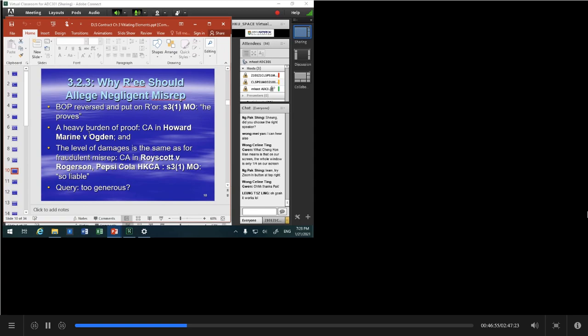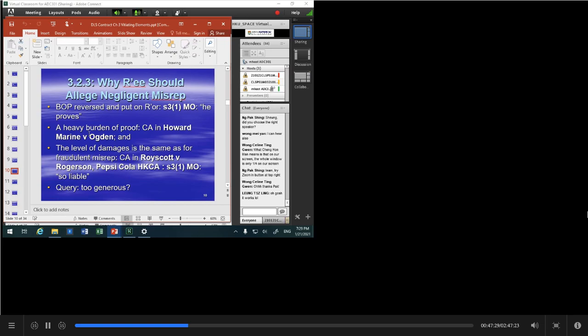Okay. Also, Howard Marine and Ogden indicates it's a very heavy burden of proof, and most startlingly of all, the level of damages is the same as for fraudulent misrepresentation. And that's because of the wording of section 3.1, "so liable." So everybody get out your pens and circle "so liable," and also circle "he proves," because that wording has big consequences.